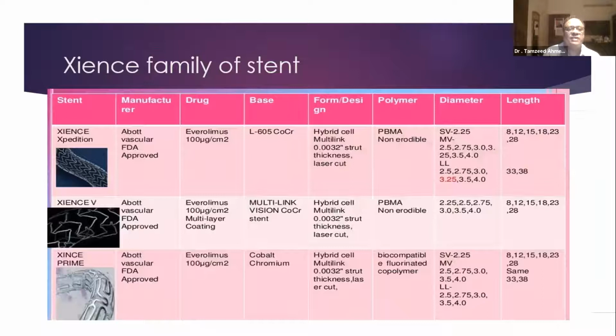And Xience family stents, you can see that the Xience Expedition, Abbott Vascular, these are FDA approved stents. They use everolimus drug. This is a hybrid cell design, a combination of open and closed cell design for the stent struts. And they use polymer PBMA, which is a superior polymer. Xience V, Xience Prime, subsequent some improvement in the stent structure.